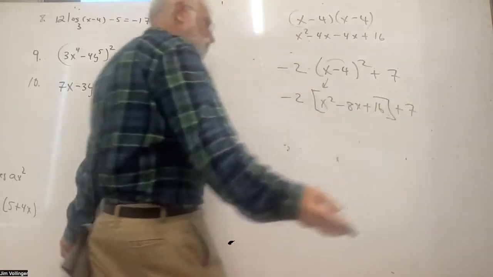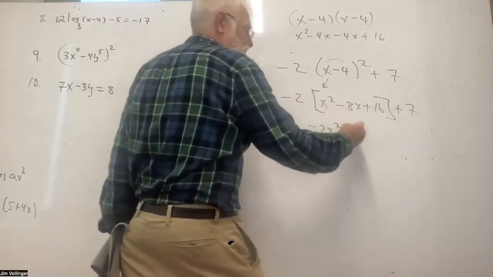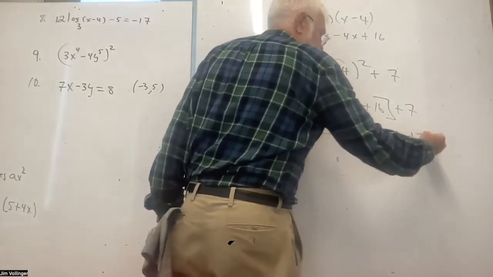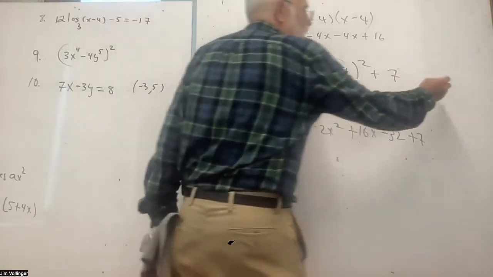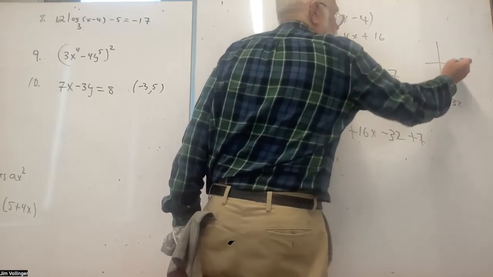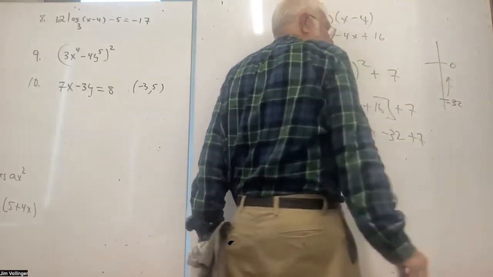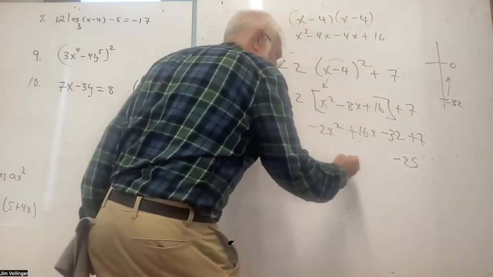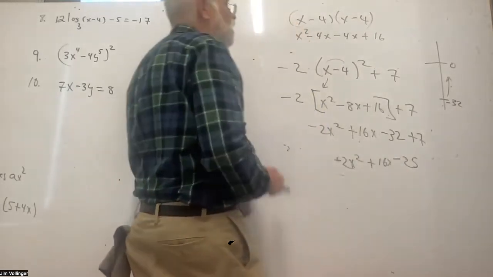All right, so what do we have? Minus 2x squared plus 16x minus 32 plus 7. Well, the minus is bigger than the plus, but minus 32 on a number line is below 0, and you're adding 7, so you're going in this direction. And so hopefully you're saying minus 25 over here. Minus 2x squared plus 16x. That's what you're trying to do.